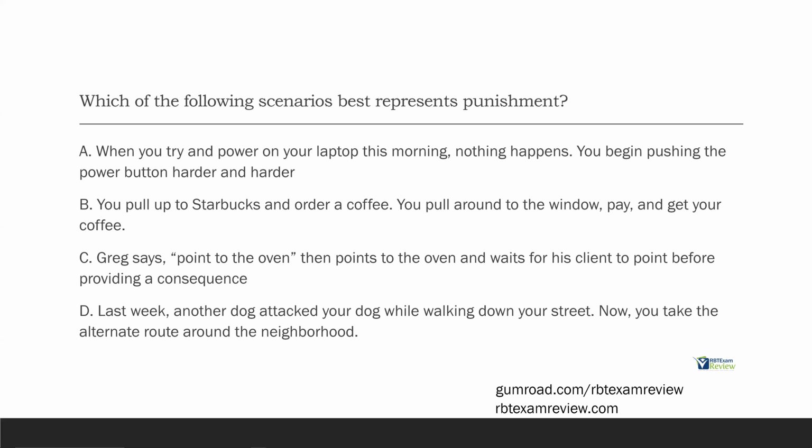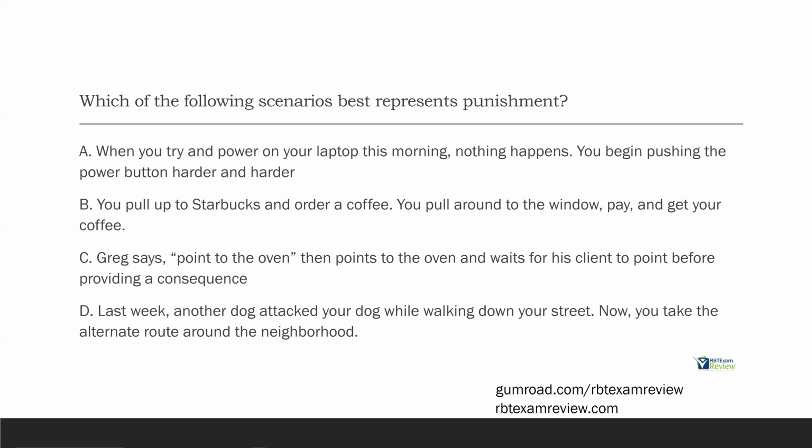We're looking at punishment. We know punishment decreases behavior, future behavior. We know we can add or take away punishment. We know punishment is a consequence. So using that information, let's find the scenario that represents all those things.